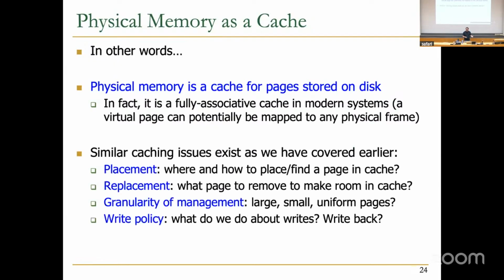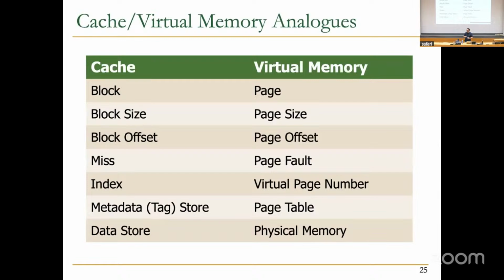And there are similar caching issues which we have covered earlier. How do we place a page in the cache? What page can we remove to make room in the cache? What is the granularity of the management, like a cache block? How large should the cache block be? And what's the write policy? Do we write directly to the memory? Do we write directly to the disk? How do we handle these? And you can find this analogy in this table.